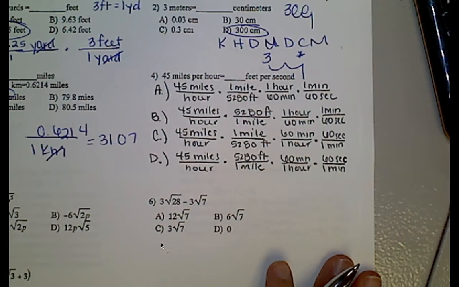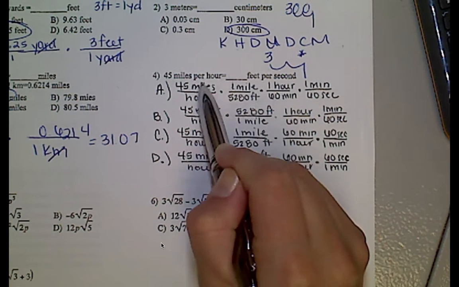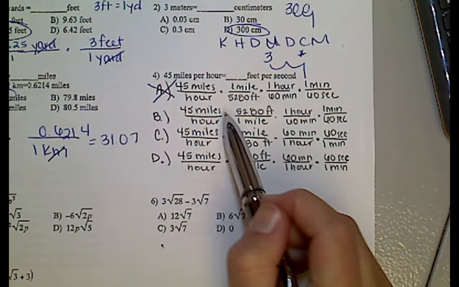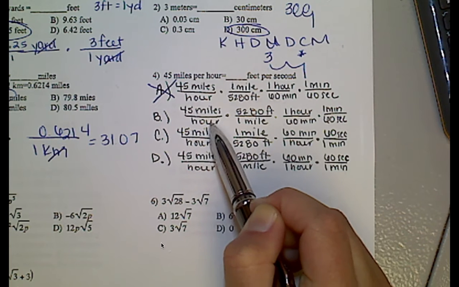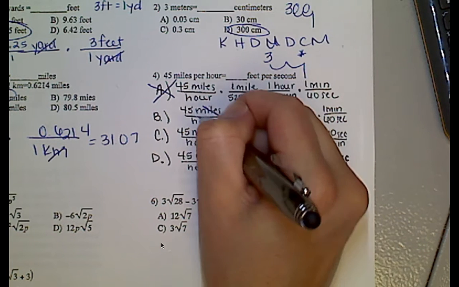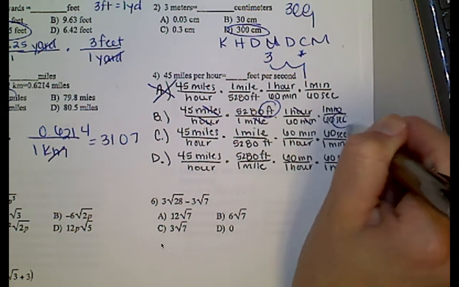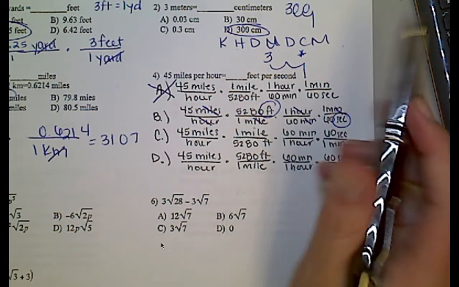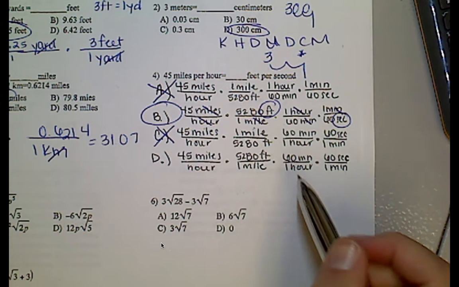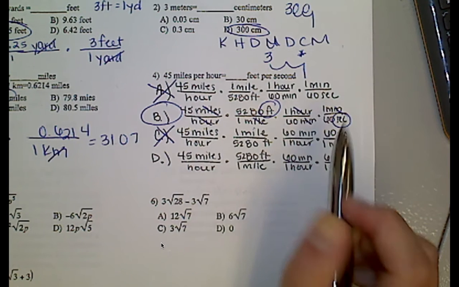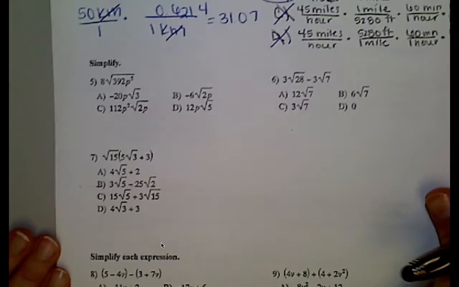Next one, this one's not too bad. You're just looking for all the pieces to be diagonal. If you look here, miles and miles are not diagonal, so it's not A. Here, miles and miles are diagonal, so that looks good. Miles and miles would cancel, hours and hours would cancel, and minutes would cancel. So you're left with what you're looking for, which is feet per second. So B is actually the right answer. When we look here, miles and miles are not diagonal, so it's not that one. And when I look here, hours and hours are not diagonal, so it's not D. So really, process of elimination is really good. Just check and make sure the pieces are diagonal from each other.